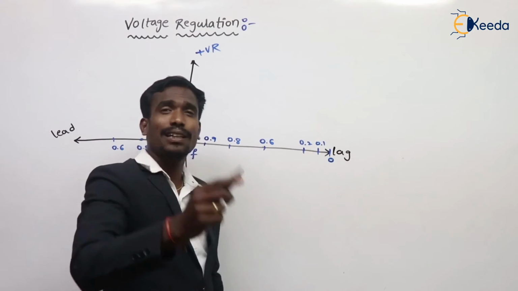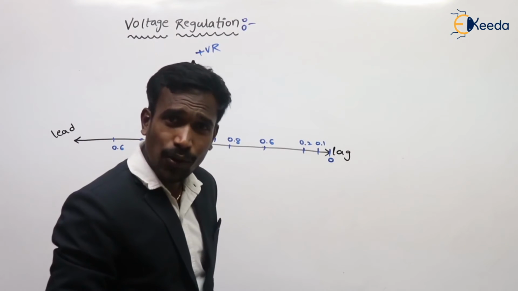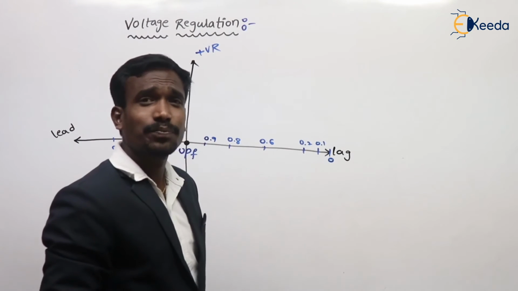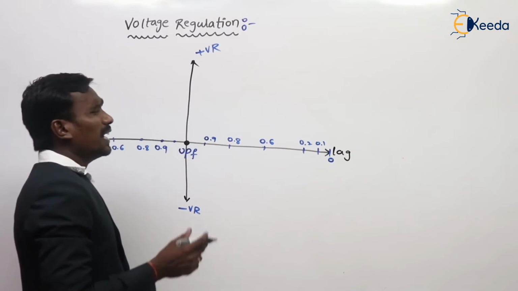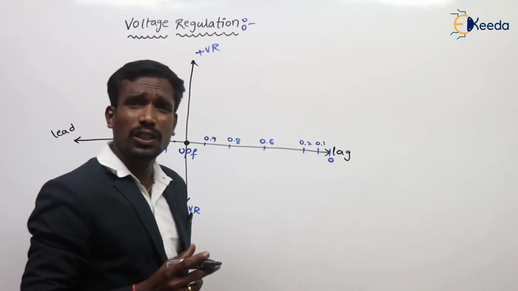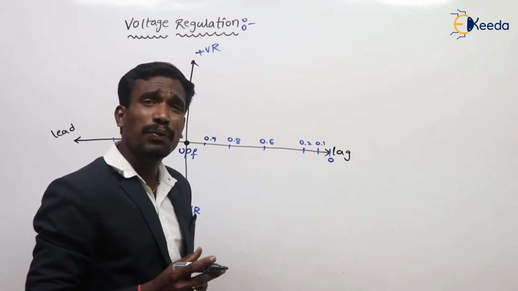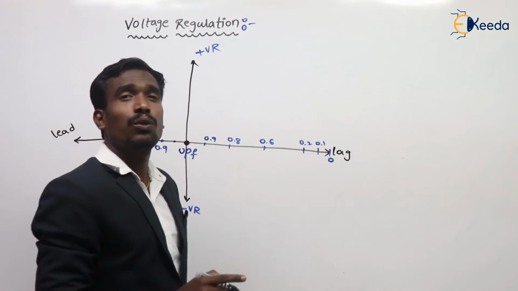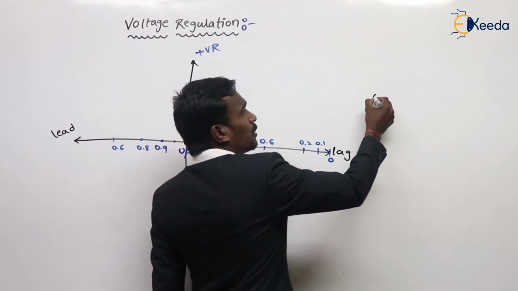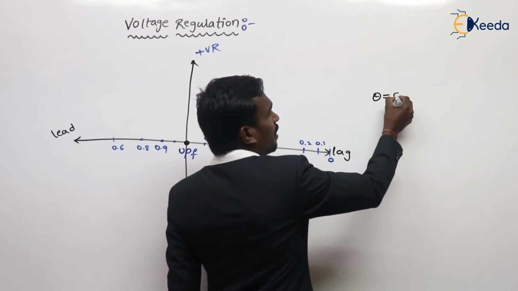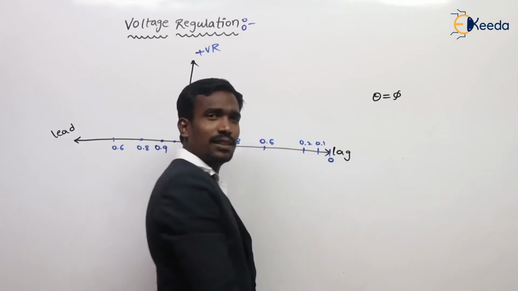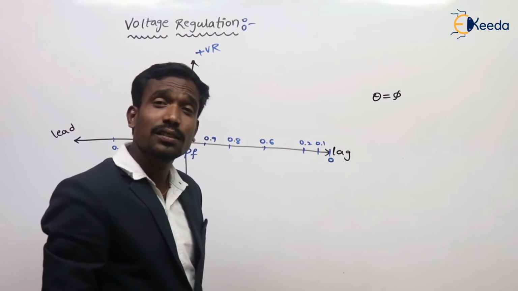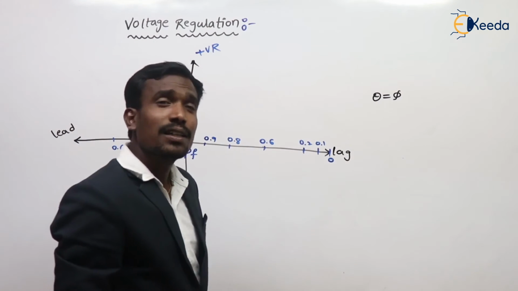So at what condition can we get the maximum voltage regulation? I said in lagging. Yes or no? I said in lagging. Actually, at maximum voltage regulation, what is the power factor? Generally, the maximum voltage regulation condition, theta is equal to phi, right? Theta is equal to phi.